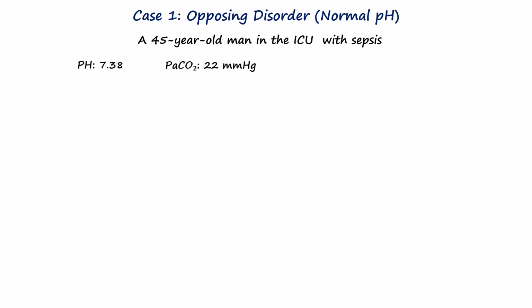Alright, let's see some cases now. We have a case of a 45-year-old man in ICU with sepsis. His ABG report shows pH of 7.38, PaCO2 of 22 mmHg and bicarb of 12 mEq per liter. The electrolyte reports are also given here, which we will use later to calculate anion gap. Let's take it step by step.